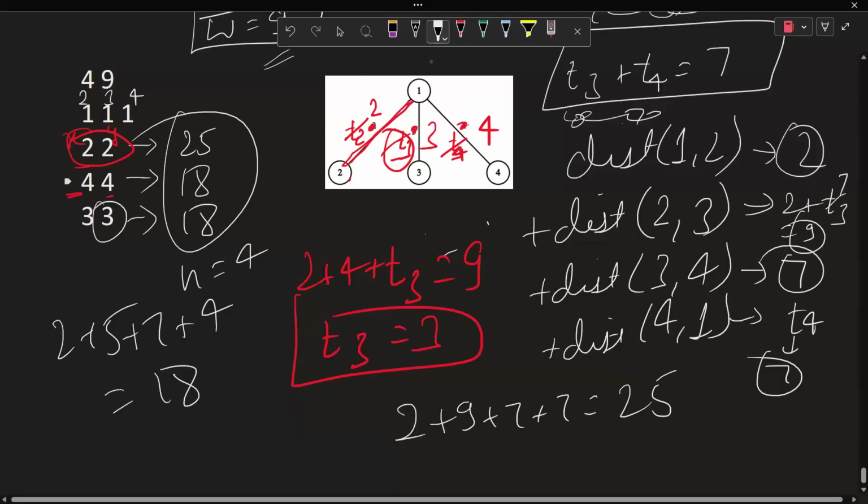So this is what you need to find out. I hope the problem is clear now. So how can we compute this?